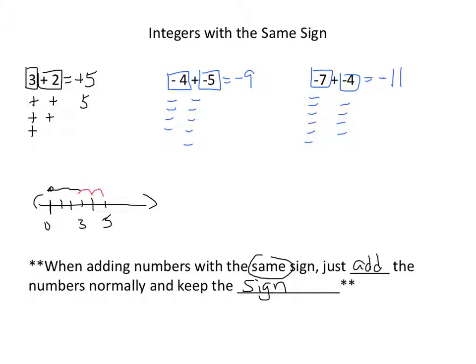Same thing on the next one. Okay, here's 0. Here's negative 4. It's negative 9. So a negative 4, really we're taking 0 and we're going back 1, 2, 3, 4. And then we're going back 5 more, 1, 2, 3, 4, 5.